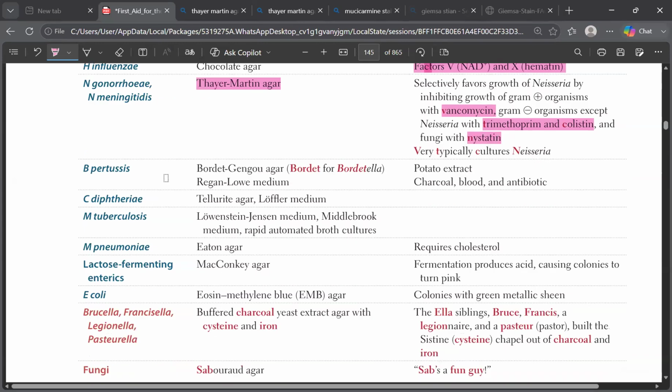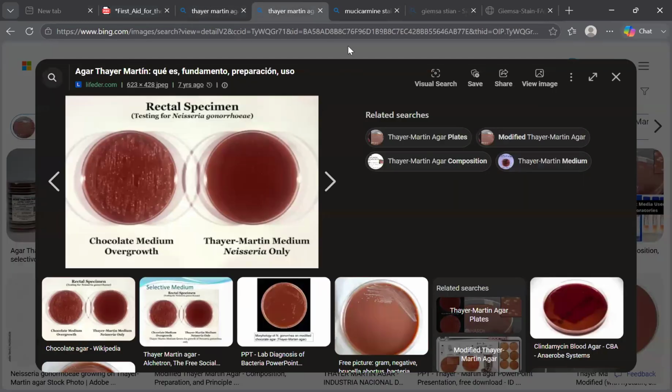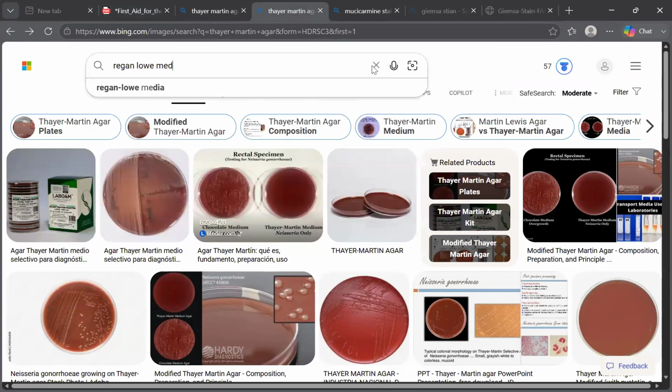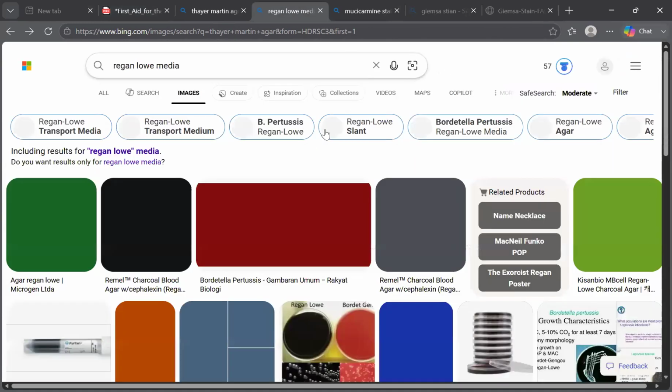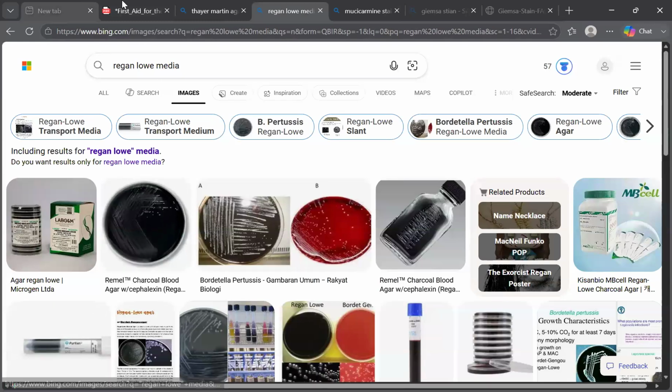Next, we have Bordetella pertussis, which uses Bordet-Gengou agar and Regan-Lowe medium. Bordet-Gengou agar is composed of potato extract, and this Regan-Lowe medium is composed of charcoal, blood, and antibiotic. Okay, so blood, antibiotic, and charcoal, Regan-Lowe medium. I want to see Regan-Lowe medium as well. Yeah. They are made of charcoal, blood, and antibiotic, as given by their black appearance.